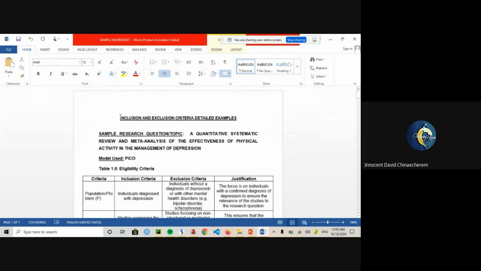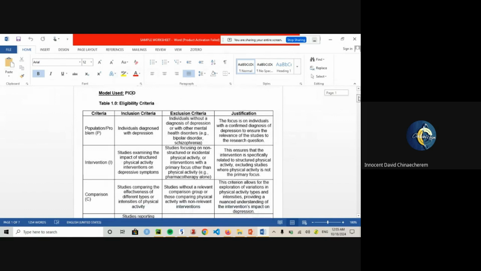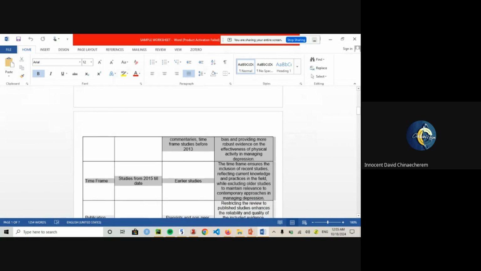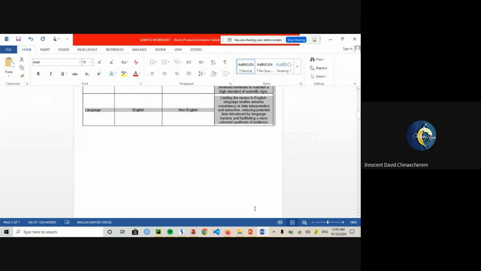And here we have our first sample question, which is the quantitative systematic review and meta-analysis of the effectiveness of physical activity in the management of depression. Here the model used is the PICO model. So let's have a look at what a detailed inclusion and exclusion criteria looks like. I'm going to expand this to make it more visible.